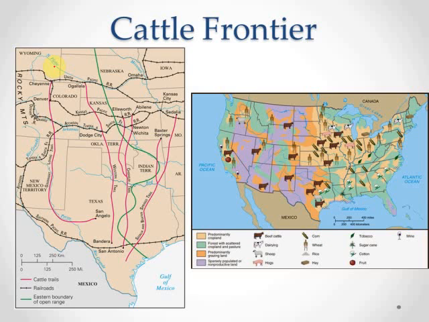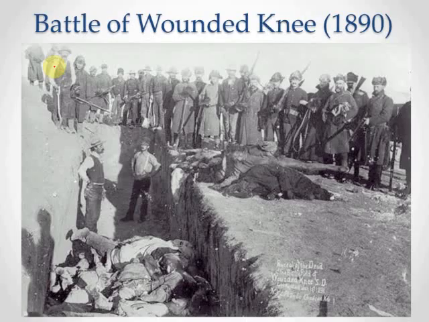So let's talk about the cattle frontier. What year did Native American resistance start? 1890.